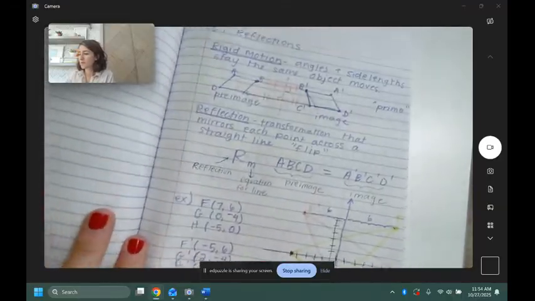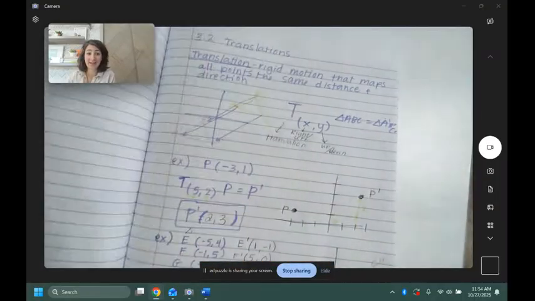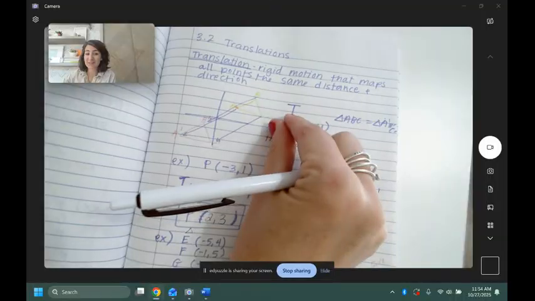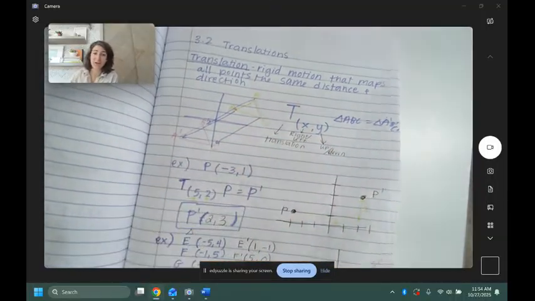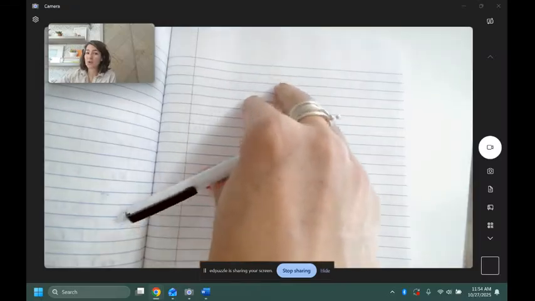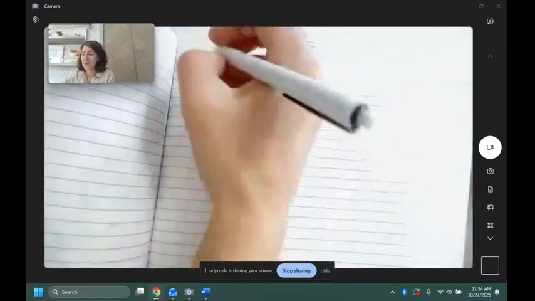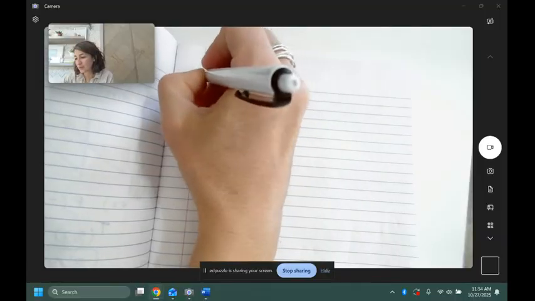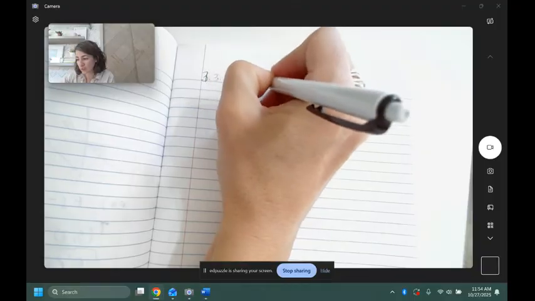So reflection, you're flipping one thing over a line. Translation is more of a slide. You're taking this whole shape and it's sliding over here. Rotation is where you're going to turn an object about a point. 3.3, rotation.